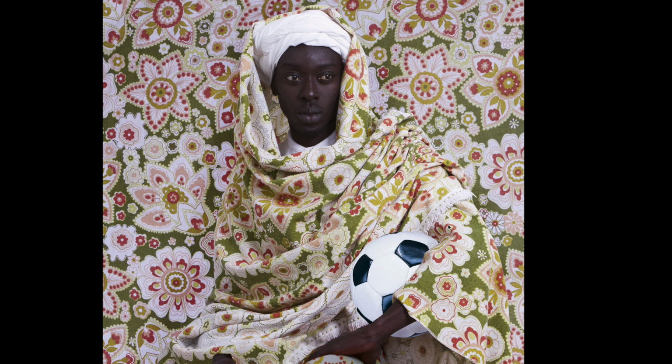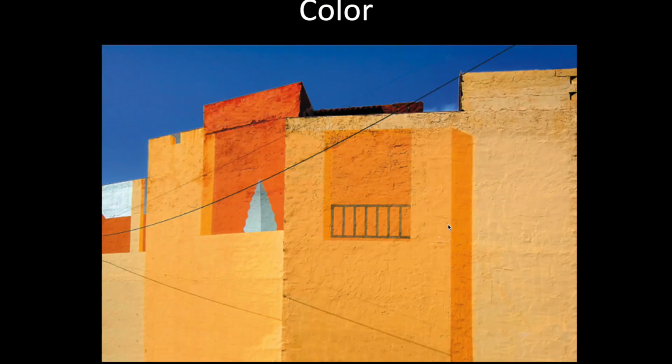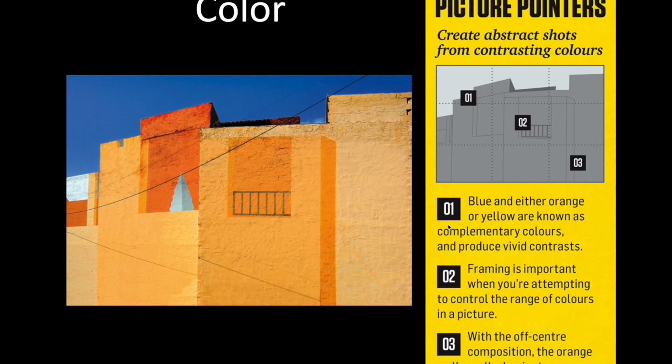What would you do to make him pop against the background? Because right now, what is happening to him and the background? He's merging with the background because the color of the fabric is the same as the background. Color and color choices. So here, contrast and colors, blue and orange work really well together.